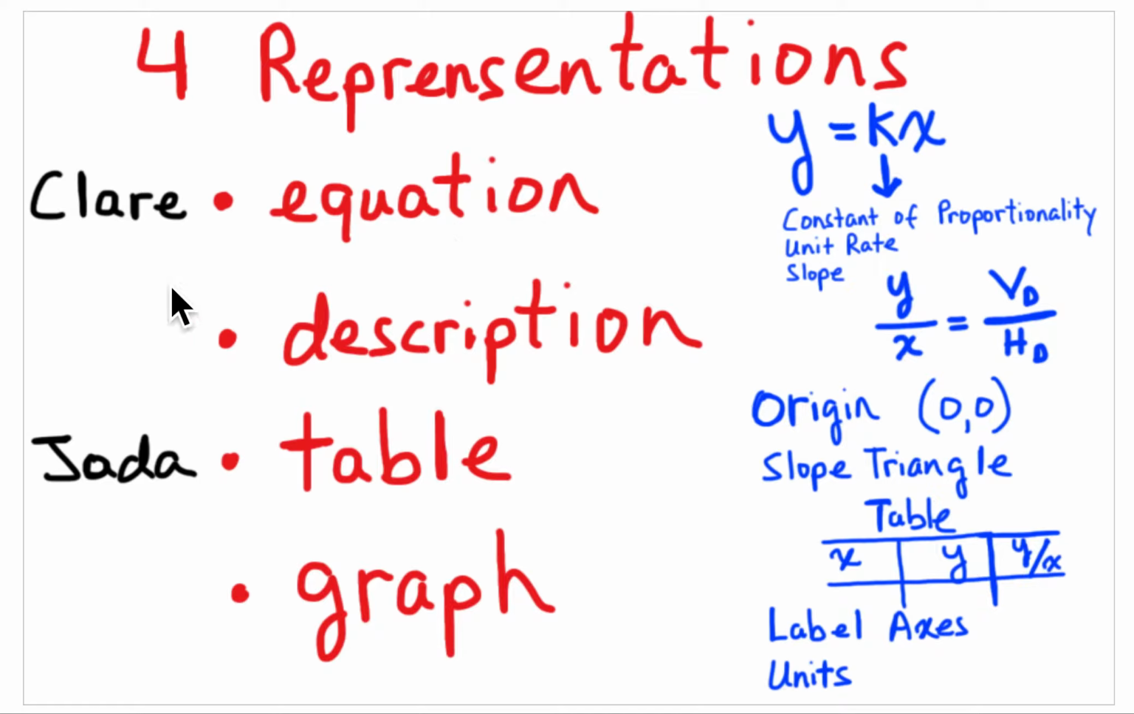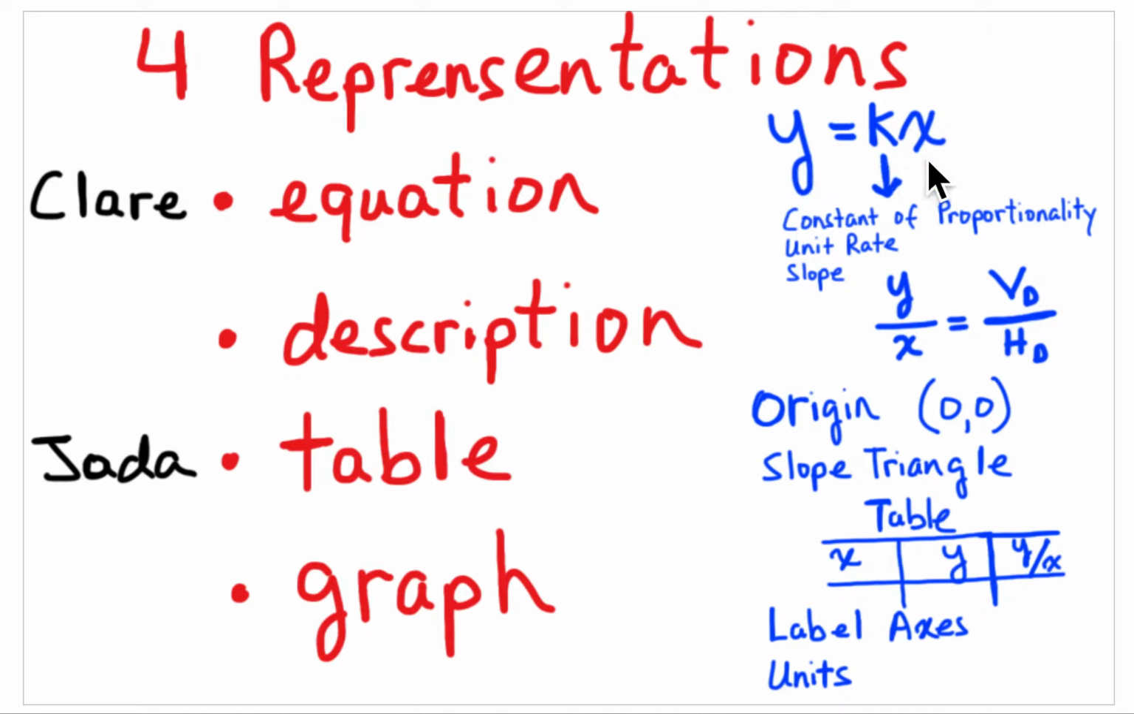So in this example, you're going to be given information for Claire in the form of an equation, and you're going to be given information for Jada in the form of a table. And you should be able to go between all 4 of these representations fairly easily with some practice. You should run this stuff through your head almost instantly. So think about the form of an equation for a proportional relationship.